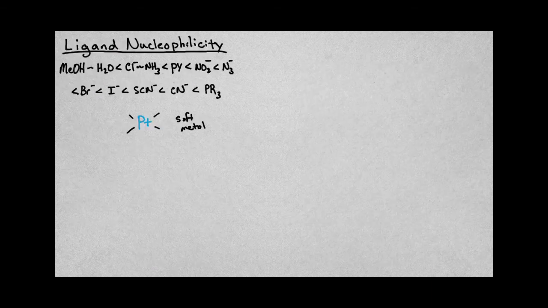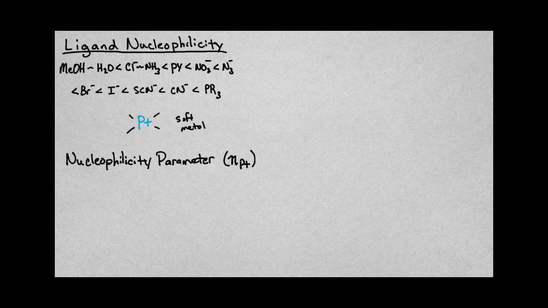Okay, so next we're going to talk about the quantification of ligand nucleophilicity, so putting numbers to the increasing nucleophilicity of these various ligands towards a square planar complex such as this platinum complex shown. We use the nucleophilicity parameter eta to represent the nucleophilicity of these ligands, and the metal to which these ligands are attacking is listed as a subscript. So in this case, eta platinum.